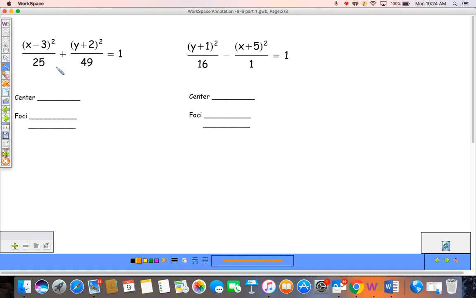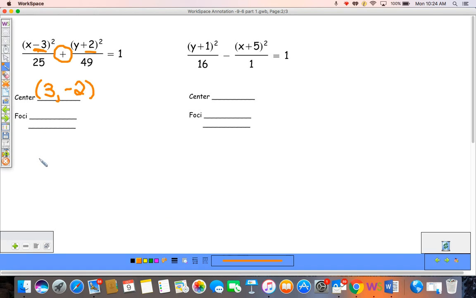This one, guys, by the way, I know that this is an ellipse because it's a positive, and my center is, well, it's the opposite of what's with my x, which is positive 3, and it's the opposite of what's with my y, which is negative 2. So there's your center.